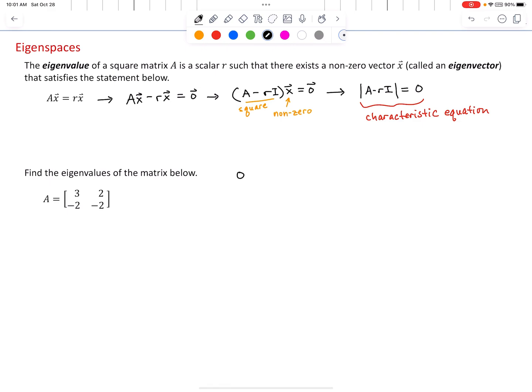We say that 0 must be equal to the determinant of this matrix A minus R times the identity matrix. So this gives us 0 equals, the matrix A is 3, negative 2, 2, negative 2. And then we're going to remove from this R times the identity matrix. And of course, we want this to be an appropriately sized identity matrix. So in this case, it would have to be I sub 2, a 2 by 2 identity matrix. Multiplying the 2 by 2 identity matrix by R simply puts R's on the main diagonal.